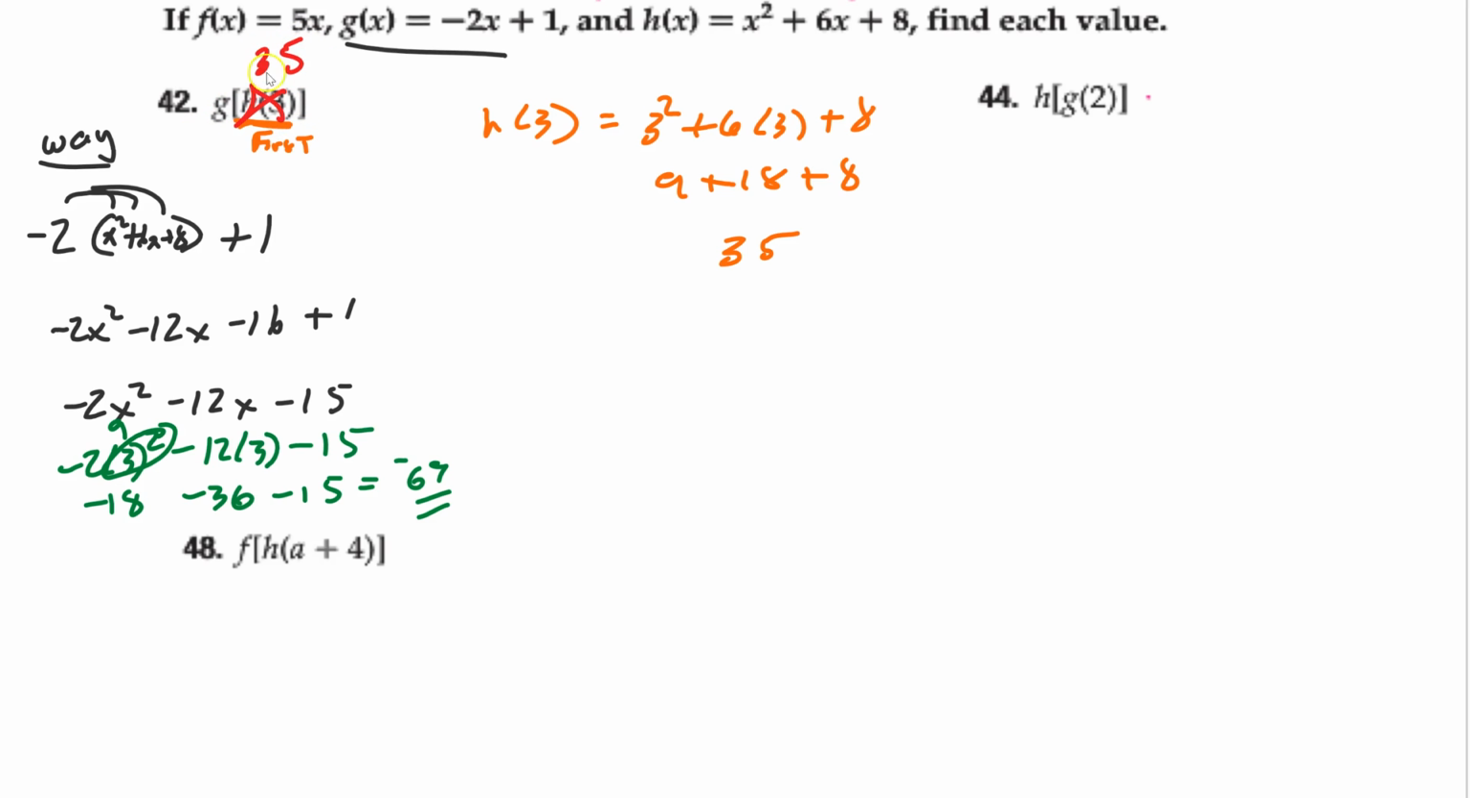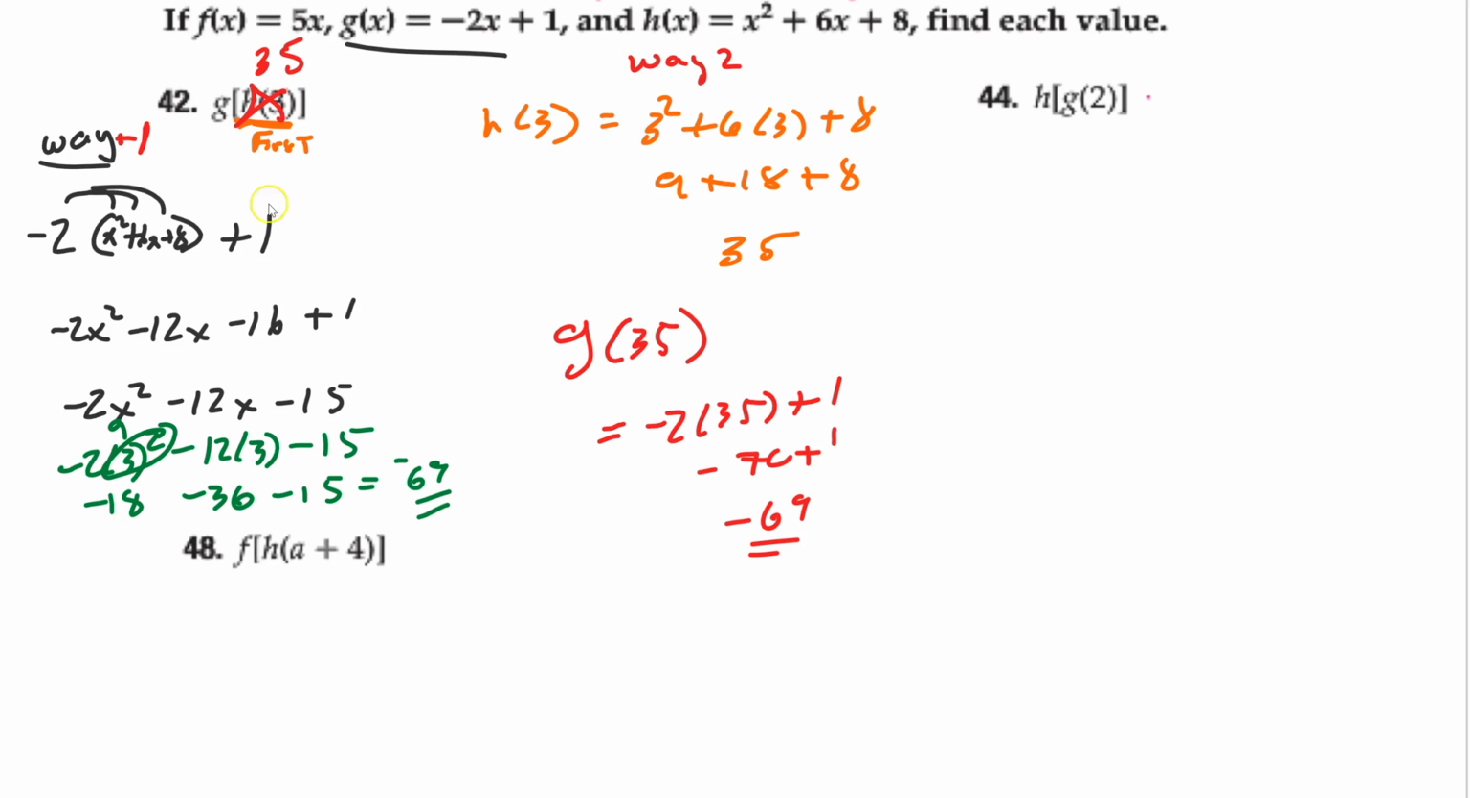So now we have leftovers, g of 35. We're going to put 35 into g. So negative 2 times 35 plus 1, negative 70 plus 1, negative 69. So see, either way you get the same answer. I prefer way 2 myself. I should label them way 1, way 2. But way 1 is the same thing, right? You just simplify it and then you plug a number in. So let's do another one to practice.